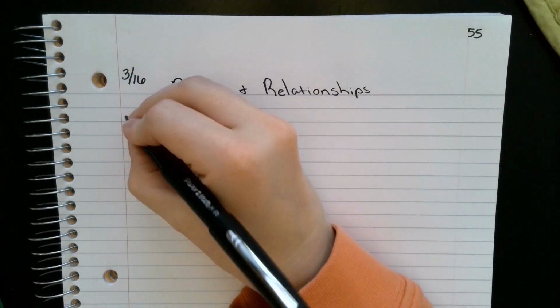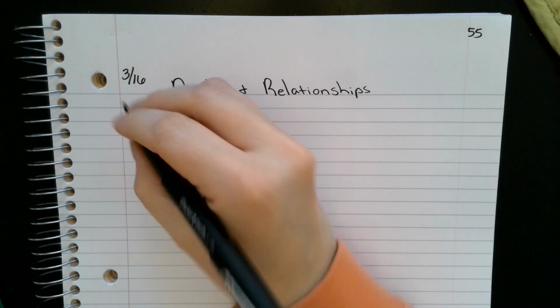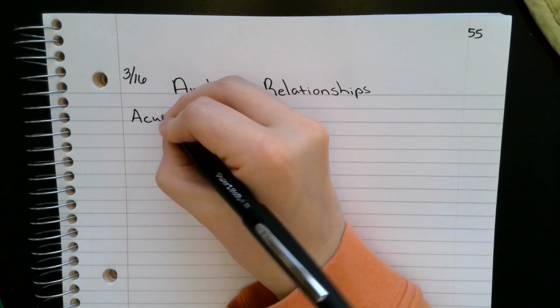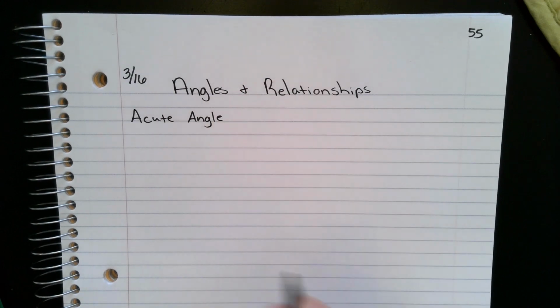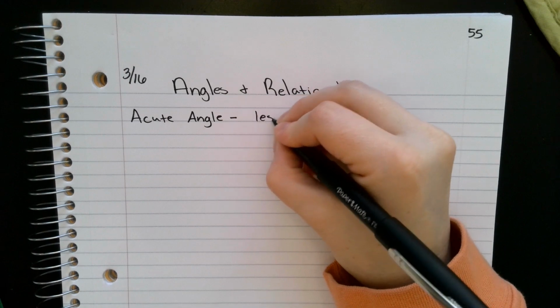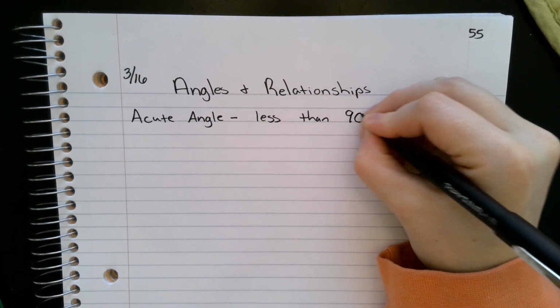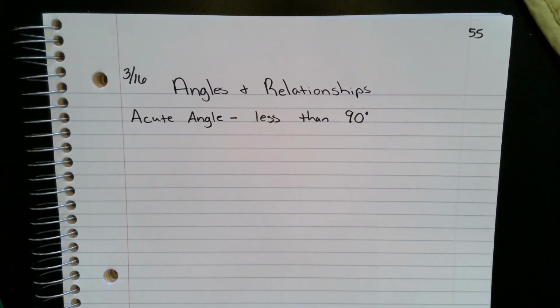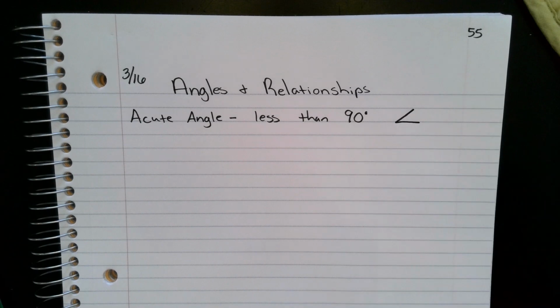angles that we have. So an acute angle, an easy way to remember it is it's a cute little angle. So it's an angle that is less than 90 degrees. It might look something like this. That would be an acute angle.